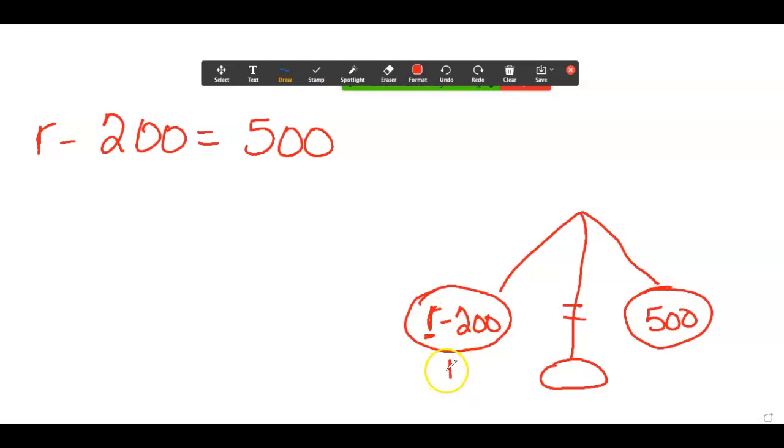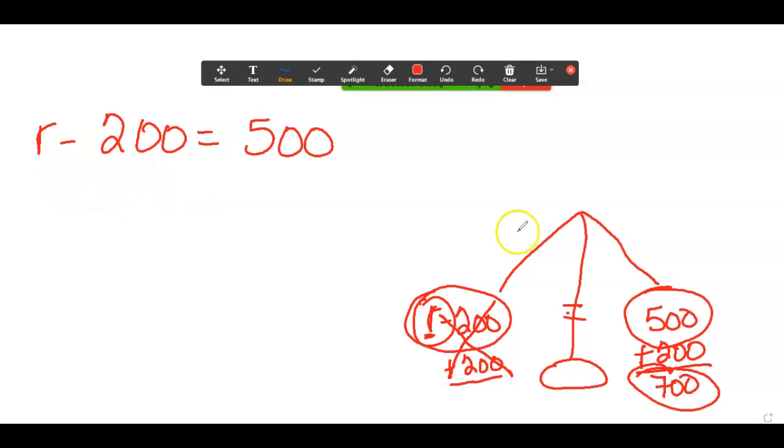Addition. So if I add 200, I'm left with just R on this side. If I do it to this side, I have to also do it over here. So plus 200 gives me 700. So R is equal to 700.